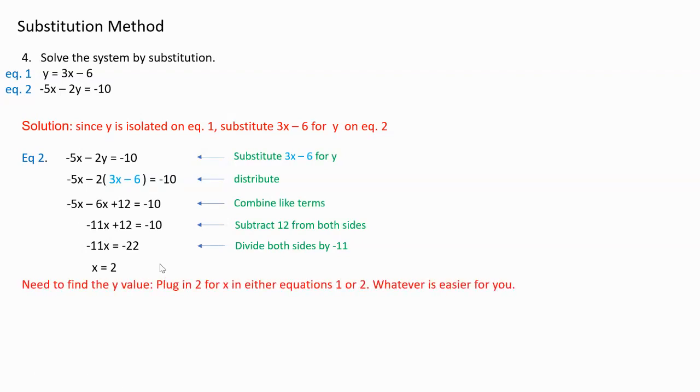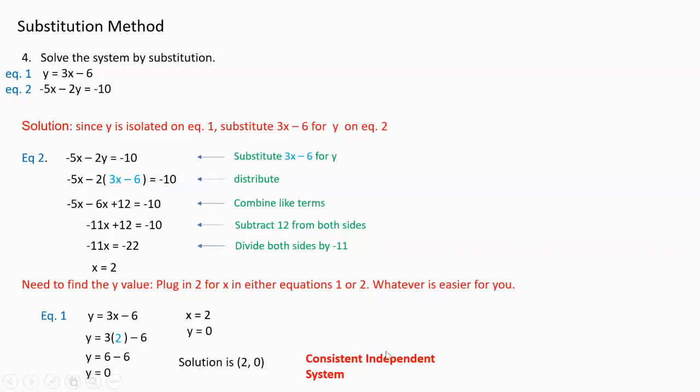Now we need to go back and plug in 2 for the x, in either equation 1 or 2, whatever is easier for you. In my opinion, what's easier is equation 1. Why? Because we already have the y isolated. So all we do is plug in 2 for the x and simplify. So 3 times 2 is 6. 6 minus 6 is 0. So my point is 2, 0. That's my solution. Okay, so this is called the substitution method. A consistent and independent system means that there's going to be one solution.